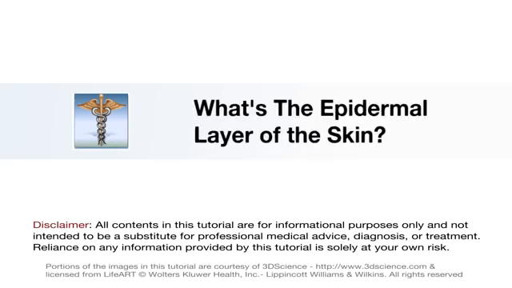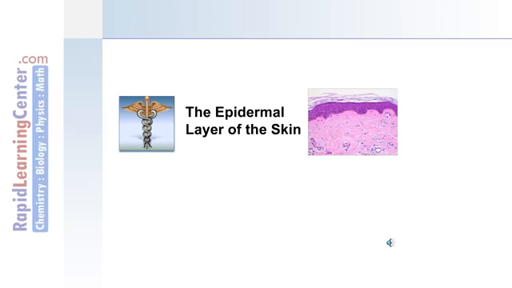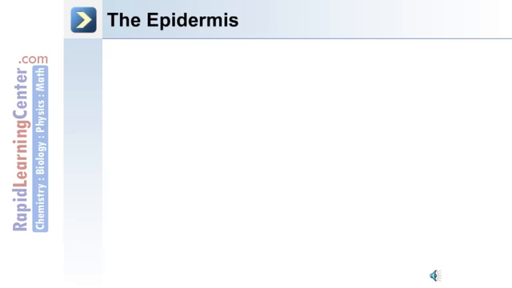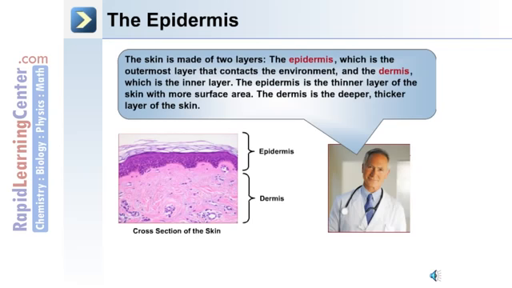Now let's move on to discuss the different layers of the skin, beginning with the most superficial or upper layer, the epidermal layer of the skin. We'll discuss the separate layers of the epidermis as well as the cell types found there. As we've mentioned, the skin is made up of two layers. The epidermis, which is the outermost layer in contact with the outside environment, and the dermis, which is the deeper inner layer. Although the epidermis is thinner than the dermis, it has more surface area.